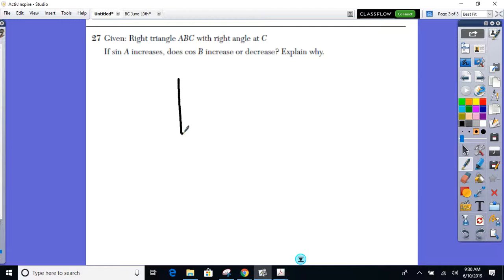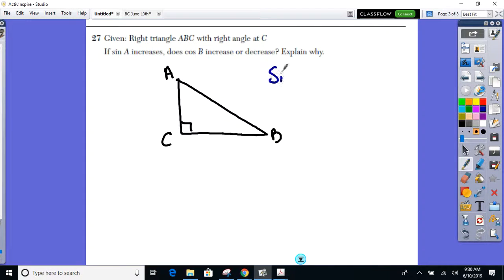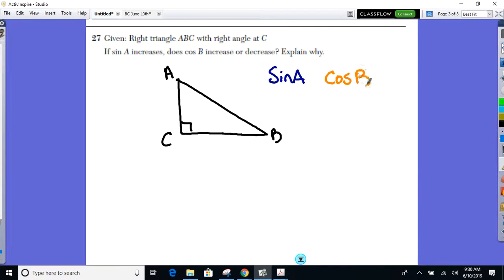All right, 27. I have a right triangle where C is the right angle, and then I have A and B. And you are comparing the sine of A versus the cosine of B. Okay, a couple ways. One is to actually plug in angles. Because you know I already have a 90-degree angle, A and B have to add to what? 90 degrees.